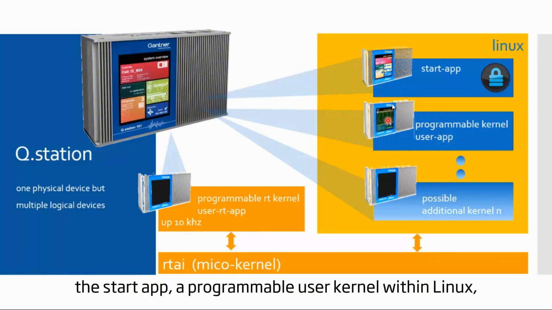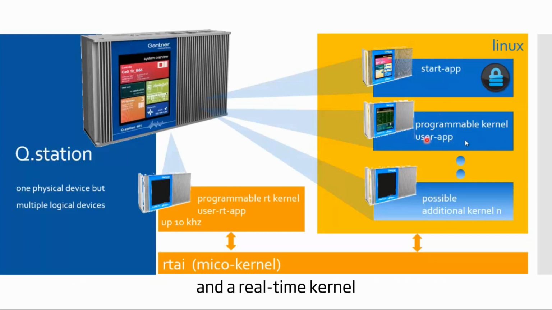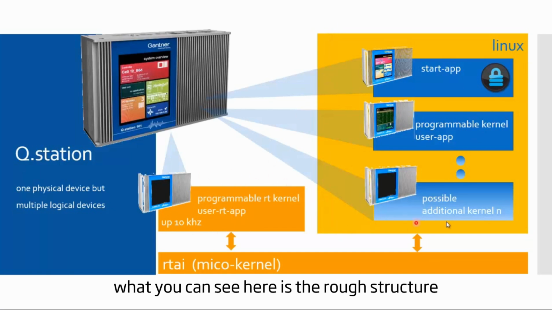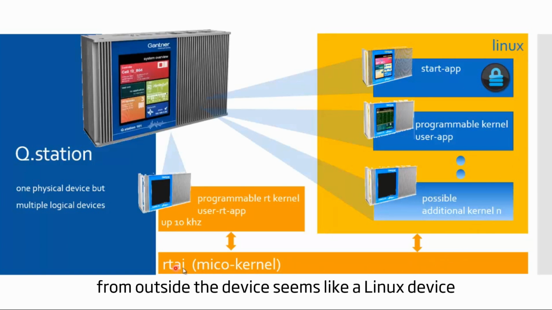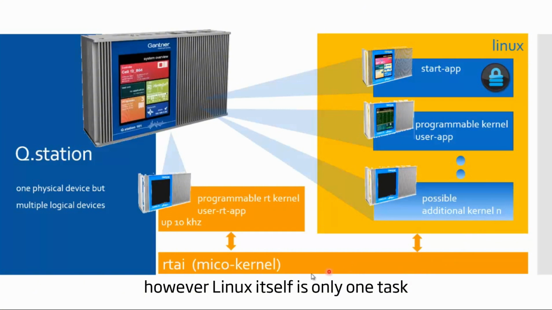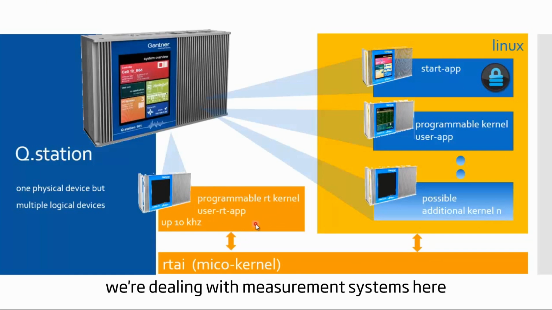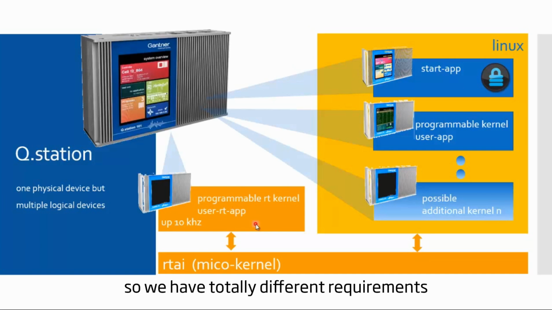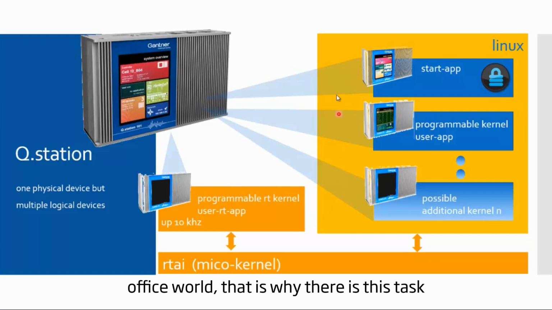The start app, a programmable user kernel within Linux, and a real-time kernel which is called directly as a real-time task within a microkernel. What you can see here is the rough structure. From outside, the device seems like a Linux device. However, Linux itself is only one task within the real-time microkernel, and within this kernel our real-time task will be called. We are dealing with measurement systems here, so we have totally different requirements than we know from the normal office world. So that is why there is this task which completely runs outside of Linux.